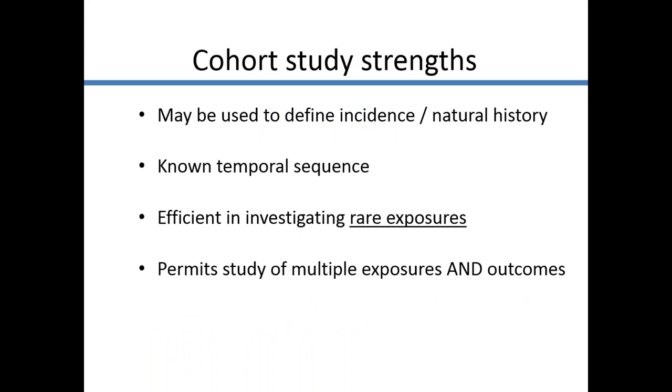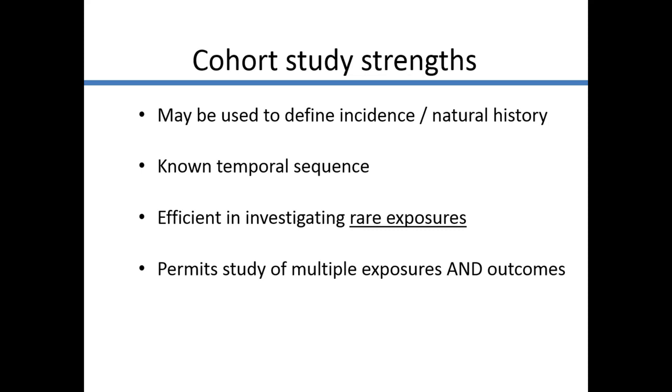Now, some strengths of the cohort study: it may be used to define incidence and look at the natural history. What happens after we give this drug? What happens over the course of time regarding the cure or the outcome? You know the temporal sequence. In other words, we know that exposure came first. We know that the disease itself didn't change this value, this blood level, or this behavior. We know that the behavior came first. And it's important if we want to say this behavior leads to this outcome, smoking leads to this outcome, we need to know. And a cohort study is the best design for making sure that the exposure really did come before the outcome.